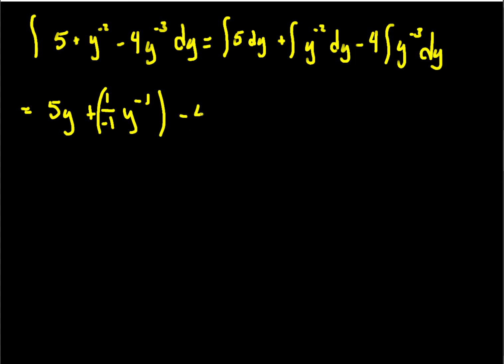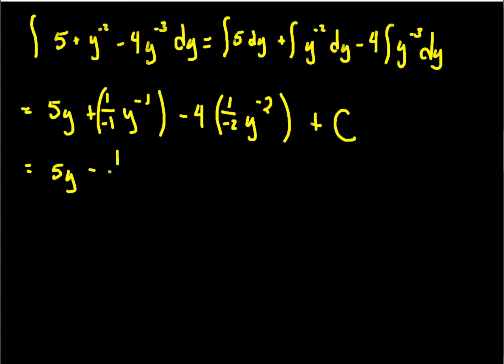Then I have minus 4 times, and again, I add 1, so it'll be y to the negative 2. And then I divide by that exact same number. And then everybody gets a constant, so I just write it as one single constant. Simplifying this would be 5y minus maybe 1 over y. These two cancel, so it'd be plus 2, 1 over y squared plus a constant. And that's the indefinite integral of this function here.